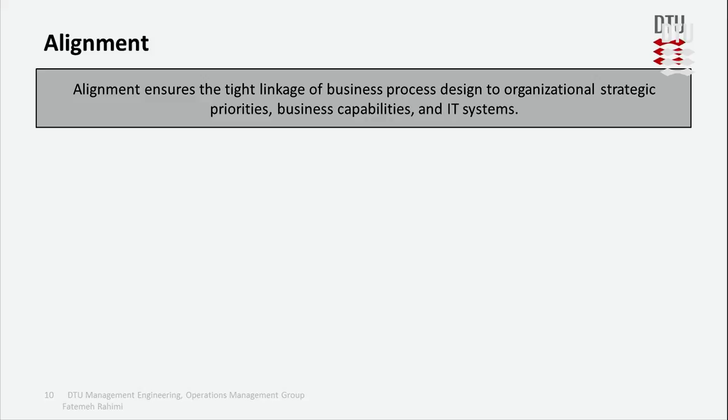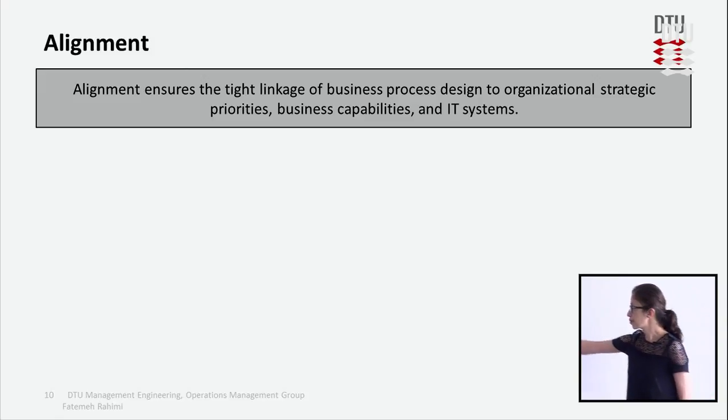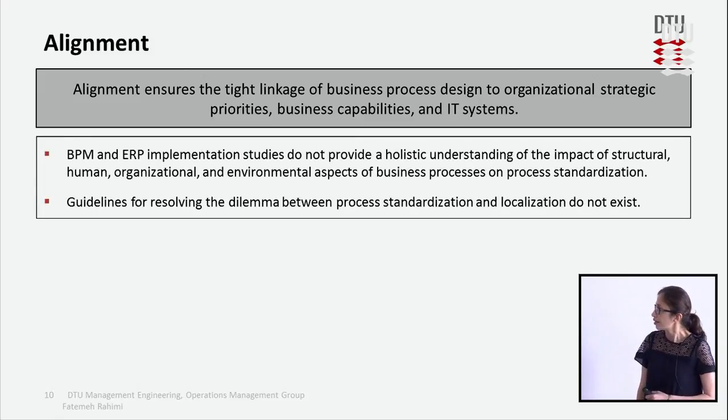So the first BPM capability I looked into was alignment. Alignment ensures a tight linkage of business process design to organizational strategic priorities, business capabilities, and IT systems. Reviewing the literature on alignment, I could see two issues.